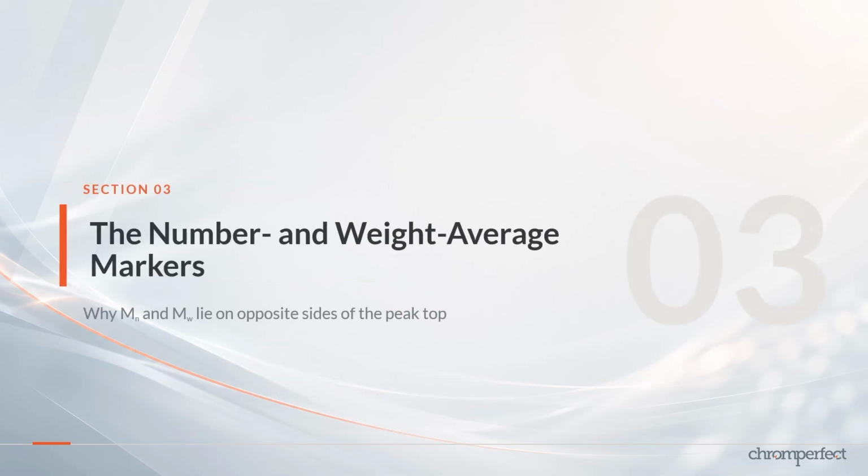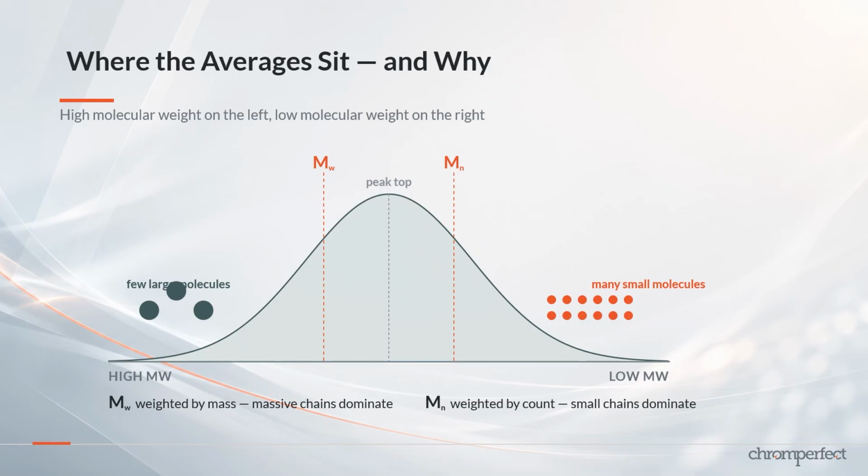The number and weight average markers. The molecular weight distribution plot may also display markers for the calculated molecular weight averages. The Mn marker indicates the number average molecular weight. The Mw marker indicates the weight average molecular weight. For the idealized Gaussian distribution, Mn lies slightly to the low molecular weight side of the peak top. On a conventional SEC plot, where high molecular weight appears on the left and low molecular weight on the right, the Mn marker is therefore positioned slightly to the right of the peak top.